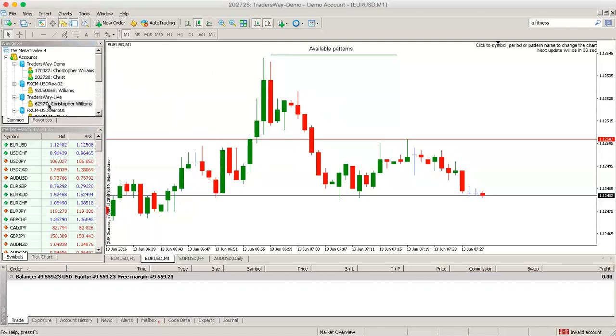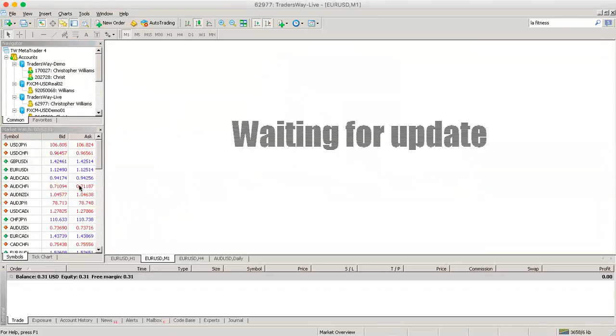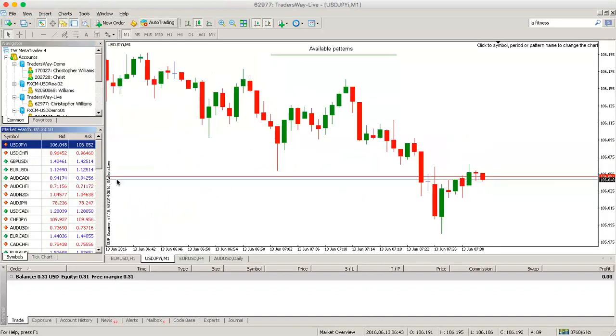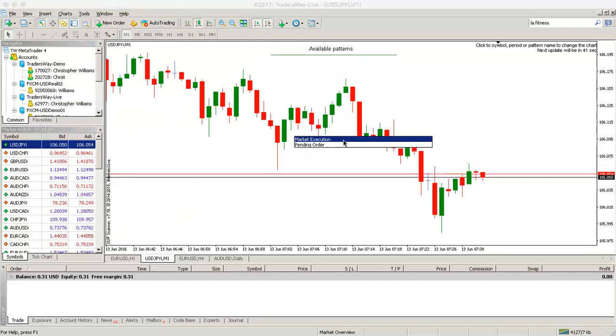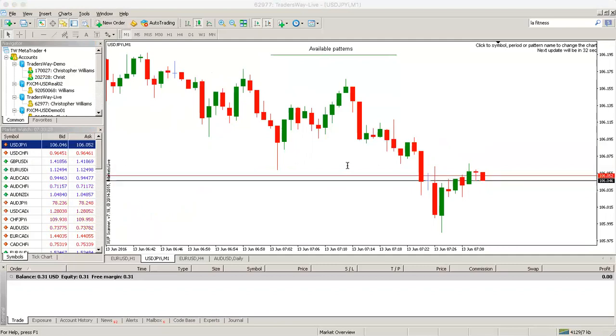Now let's do Trader's Way live. Never had a problem with this. Okay, so on a buy, 1 minute time frame, I'm going to put a pending order in. Buy limit above the price. And we're going to put 100. What's going on?